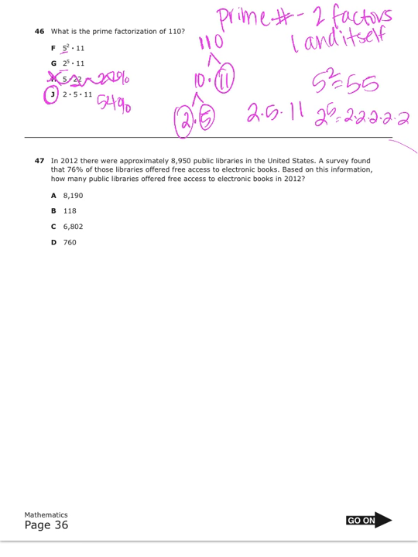In 2012, there were approximately 8,950 public libraries in the United States. A survey found out that 36% of those libraries offered free access to electronic books. Based on this information, how many public libraries offered it? We'll just take the total, times it by 0.76.